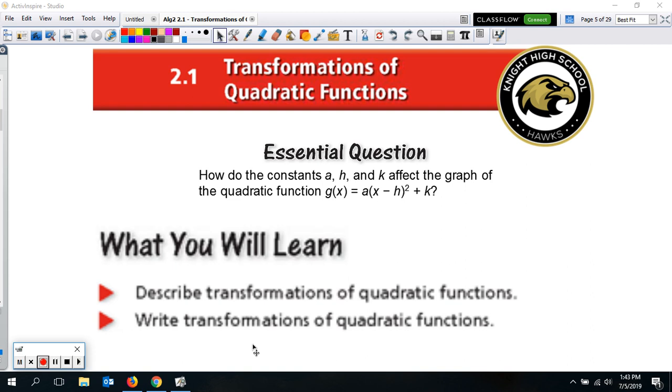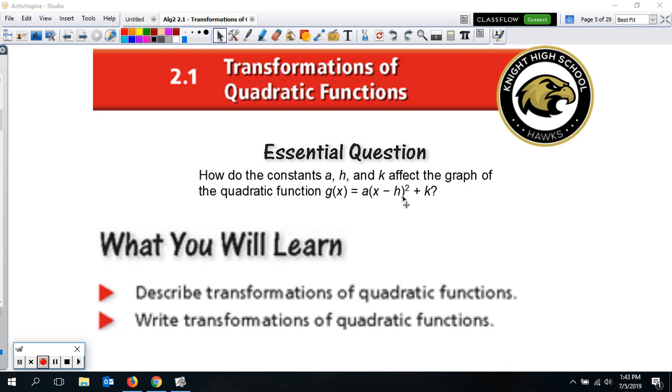Well, good day, everyone. We're starting Chapter 2 in our Big Ideas textbook. Chapter 2 is all about quadratic functions, and it's a short chapter. We're just going to look at a few lessons here. The first one, 2.1, is on transformations of quadratic functions, and we're going to look at the vertex form.